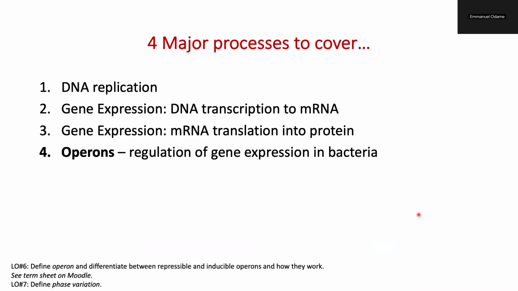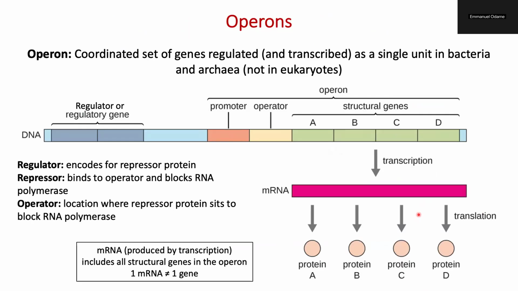So now we've discussed DNA replication in both prokaryotes and eukaryotes. We've talked about transcribing DNA to mRNA and then translating it into proteins. So now let's talk about operons, basically regulation of gene expression in bacteria. Operons are a coordinated set of genes that are regulated as a single unit in bacteria and archaea, but not in eukaryotes. So just pay attention to this.